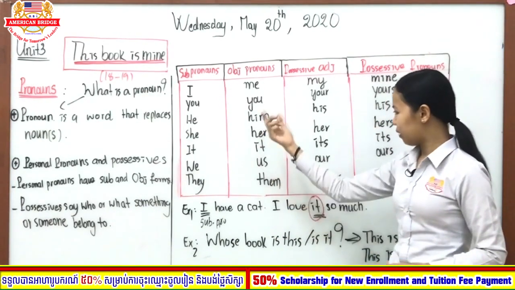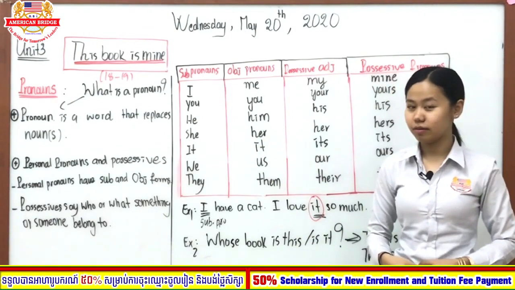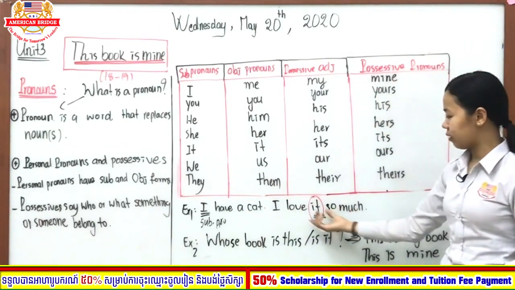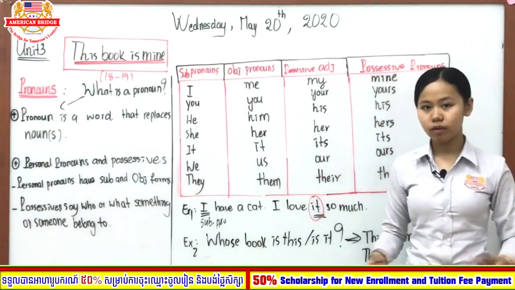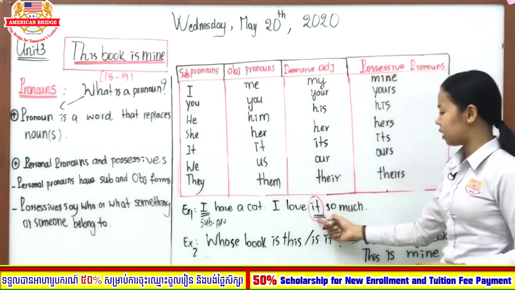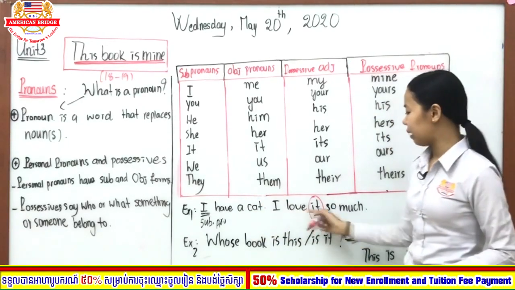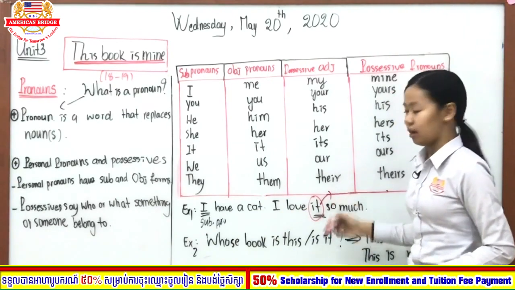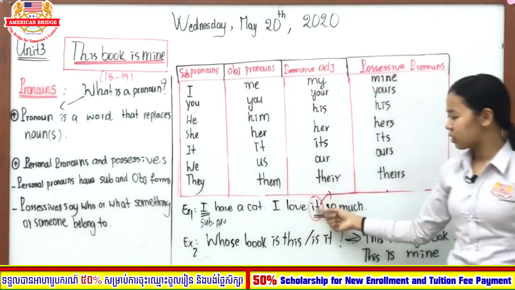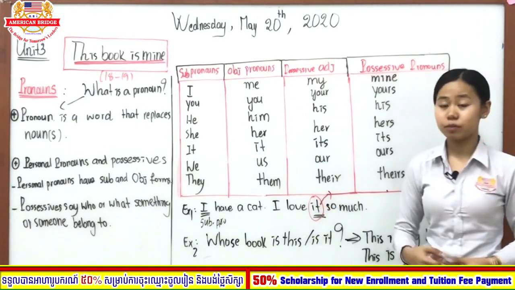Is it the same, whether it functions as subject or object here, everyone? Could you answer this question? I have a cat, I love it so much. So it here functions as a subject pronoun or an object pronoun? Yes, very good. Object pronoun, because it replaces the noun, which is a cat. So I love it, it here refers to cat. So it here does not function as the subject pronoun, but as the object pronoun.